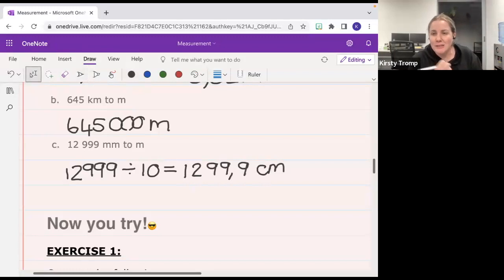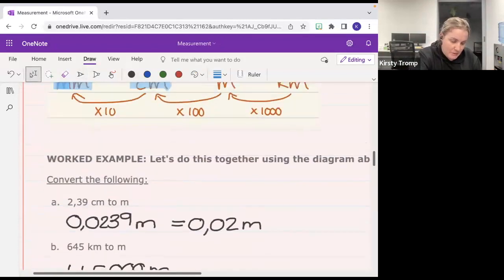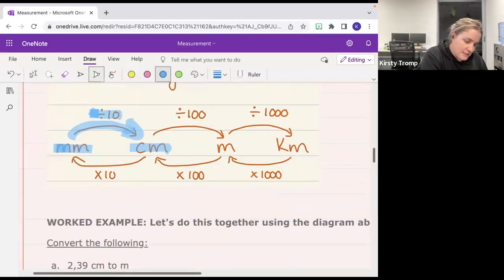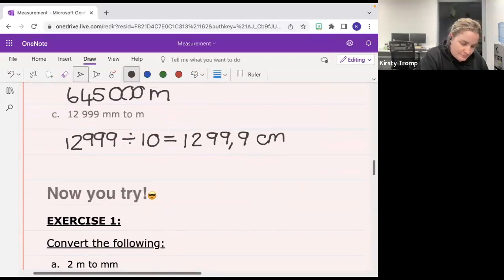Am I where I need to be? No, I want to be in meters. Do I know how to get from centimeters to meters? Yes, I do. If I go back up to my table, to get from centimeters to meters, what do I now need to do? I now need to divide by 100. So I go back down to my question.